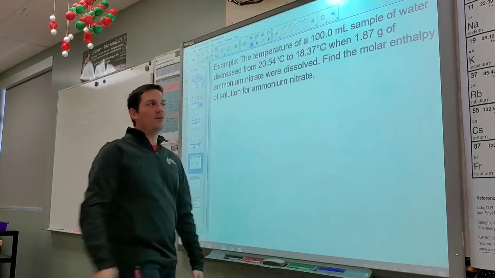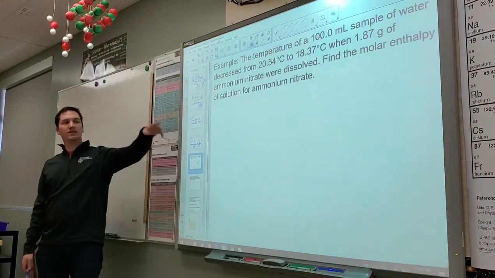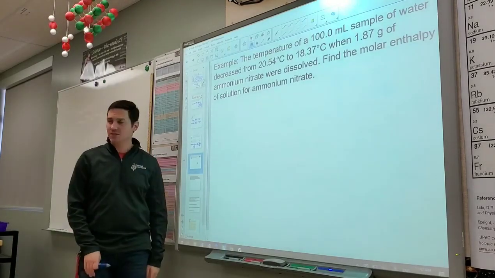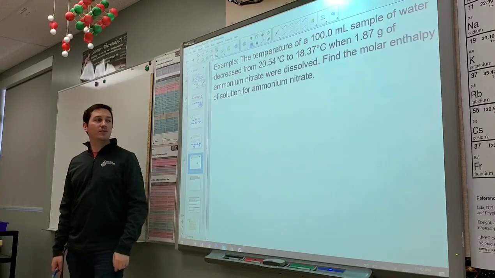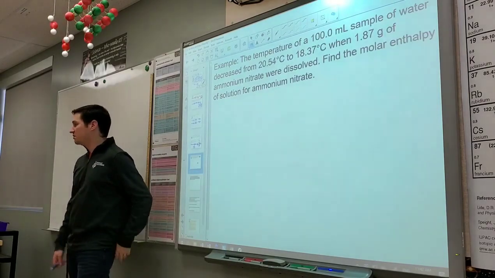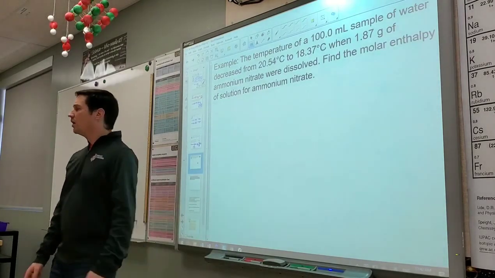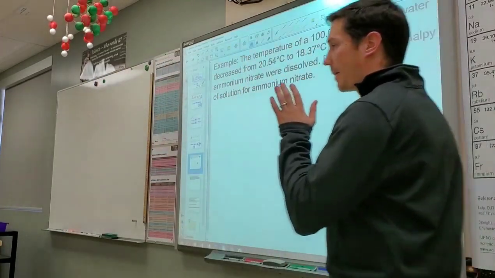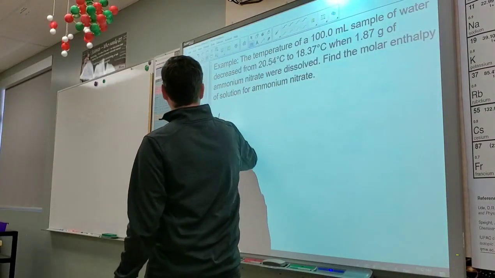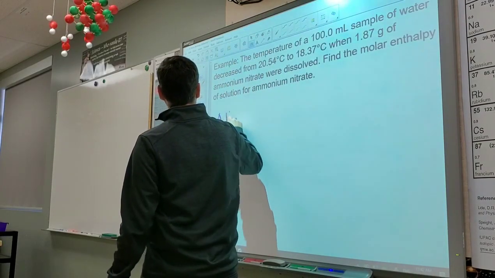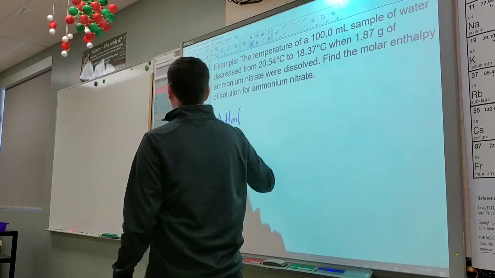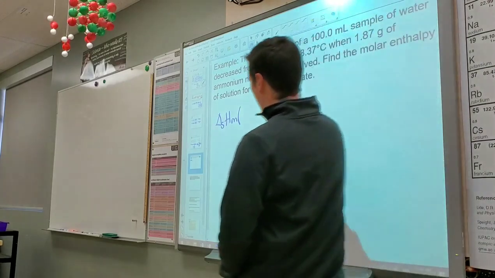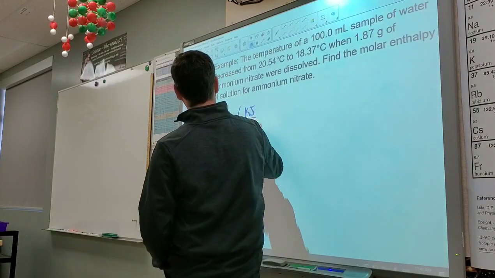So the temperature of a 100 milliliter sample of water decreased from this to this when 1.87 grams of ammonium nitrate was dissolved. Find the molar enthalpy of solution for ammonium nitrate. What are you looking for? The molar enthalpy of solution. And what is molar enthalpy always measured in? Kilojoules per mole.